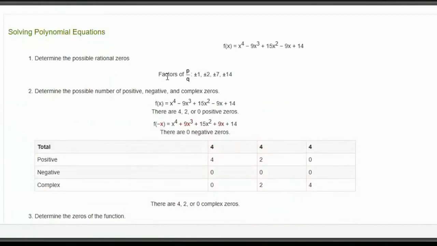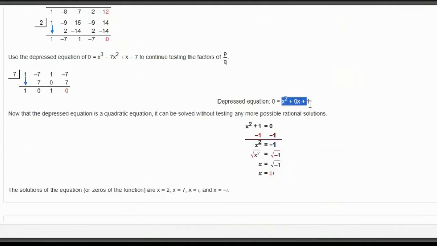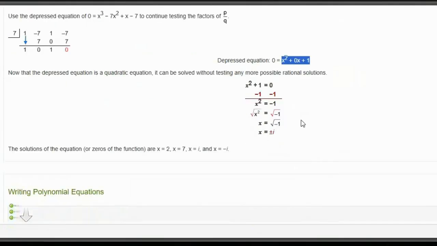Okay, lesson summary. Determine the possible rational zeros. Determine the possible positive, negative, complex zeros. Determine the zeros by using synthetic division or the remainder theorem. Once you have one of them factored out, you now have a depressed equation you can use to continue finding the other ones. And then when you get it down to a quadratic equation, hopefully you can just solve it at that point by factoring, by quadratic formula, whichever method you're most comfortable with. And like this one had plus or minus i as solutions.